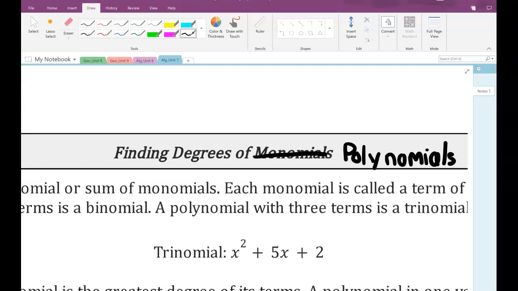So the prefix, the beginning of the word, poly means many. So have you ever heard of a polygon? That means a many-sided shape. If you're polymorphic, that means you can change. So like water is polymorphic because it can change into ice and it can change into steam. If you're polyamorous, that means you love a lot of people. So poly means many. So polynomial means many terms.